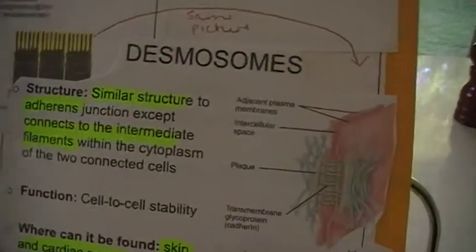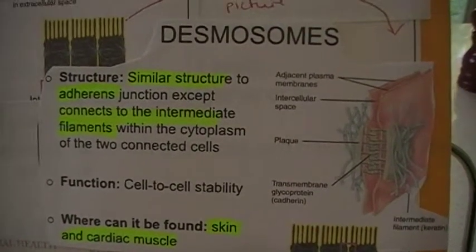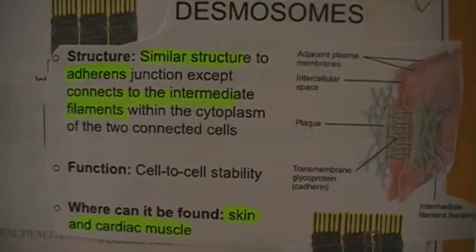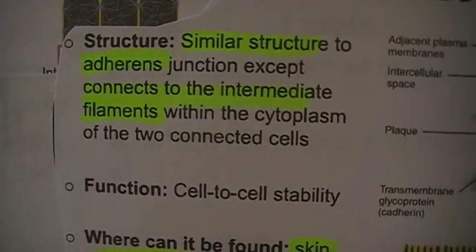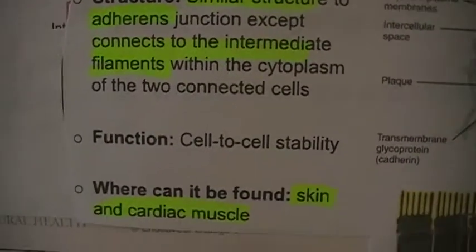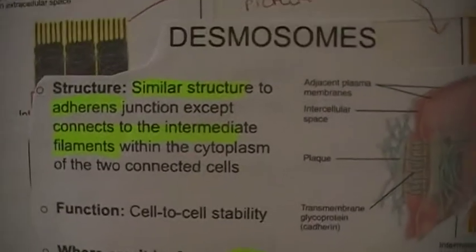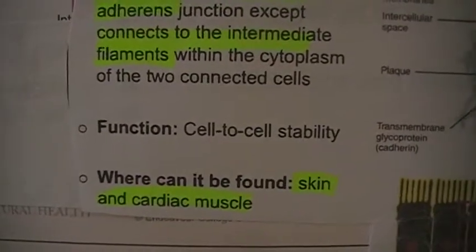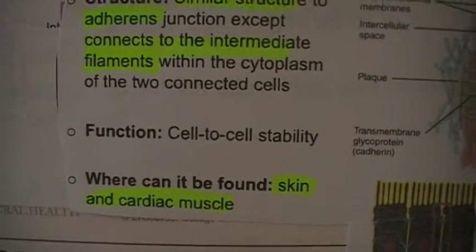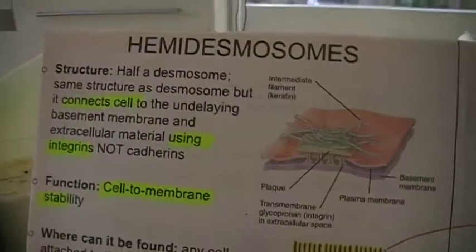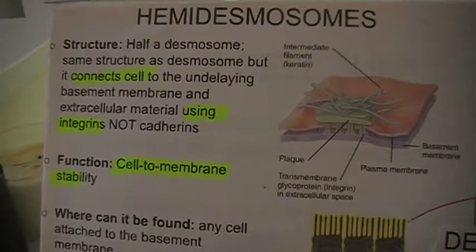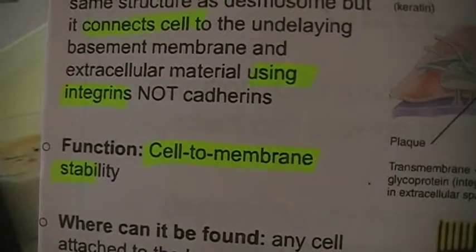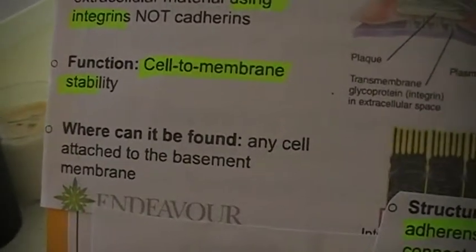Ones that are similar to adherens is desmosomes. But it also connects to the intermediate filaments. Desmosomes are in the skin and cardiac muscles. Half a desmosome is a hemidesmosome, and it connects cells to what? To the basement membrane. It can be found in where?